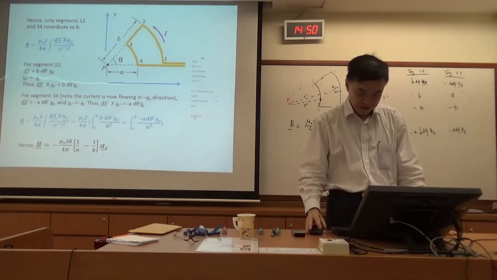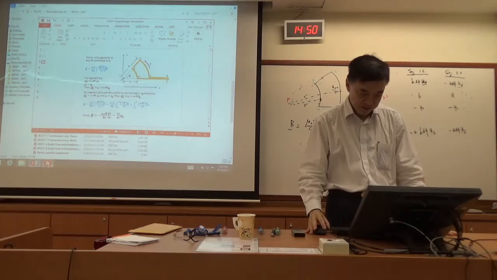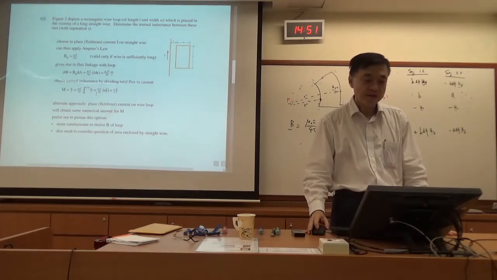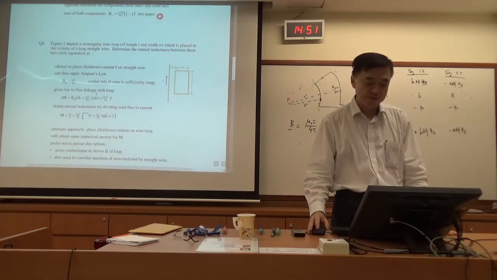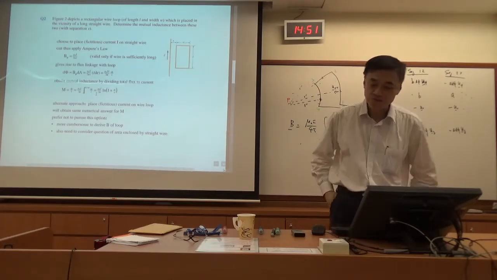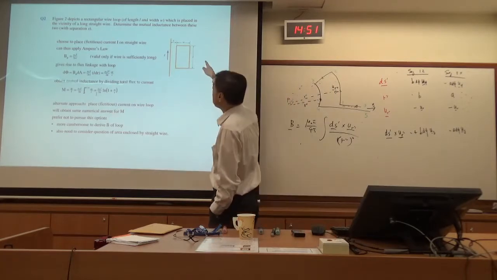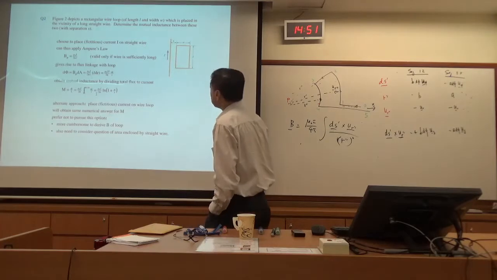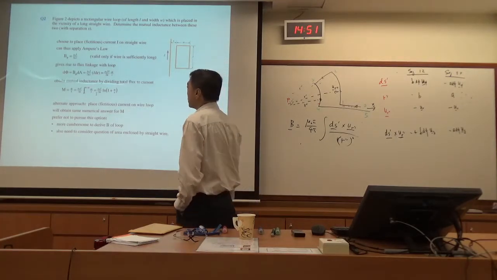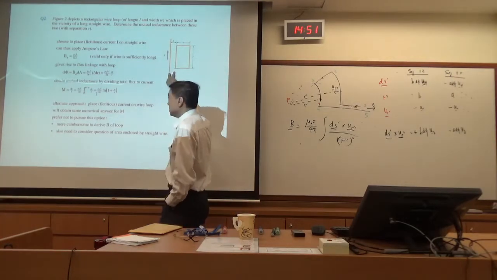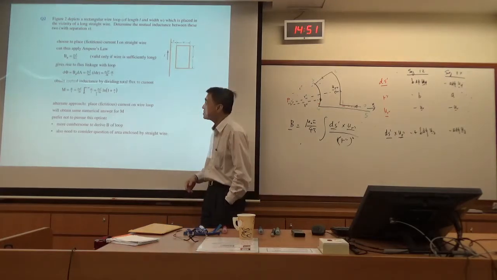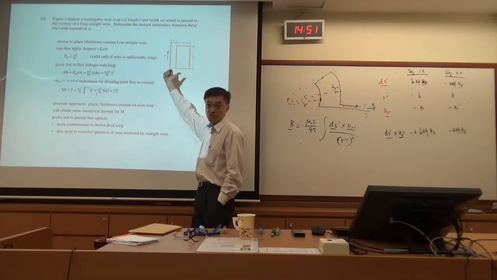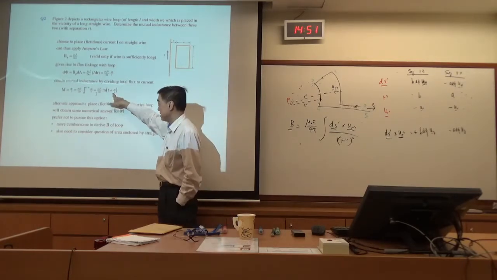Okay, now we look at the next tutorial question. Figure 2 depicts a rectangular wire loop of length L and width W, which is placed in the vicinity of a long straight wire. Determine the mutual inductance between these two with separation S. Remember, with separation S. If S is different, the mutual inductance is also different.